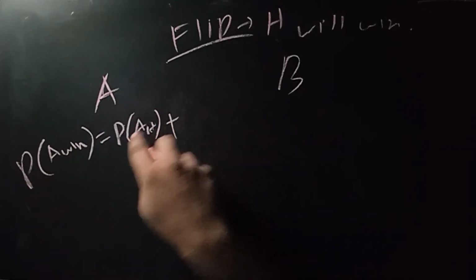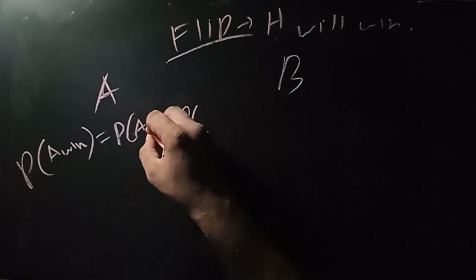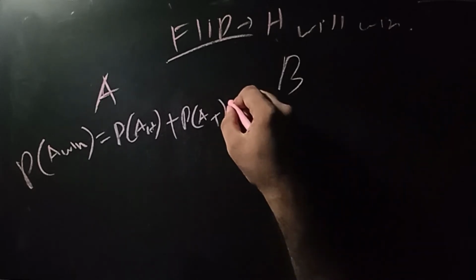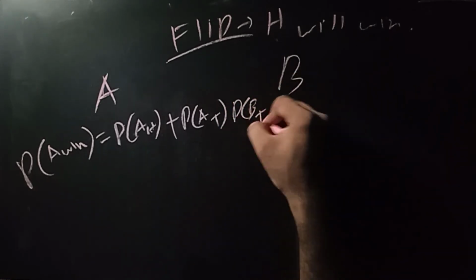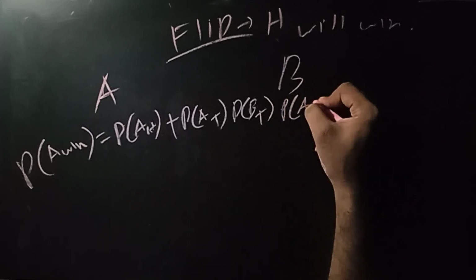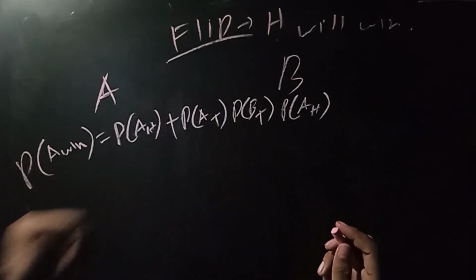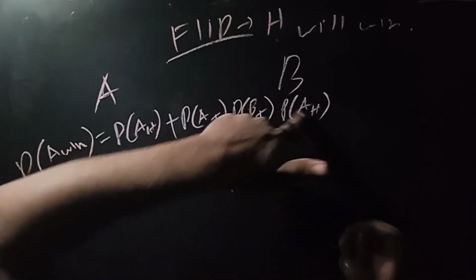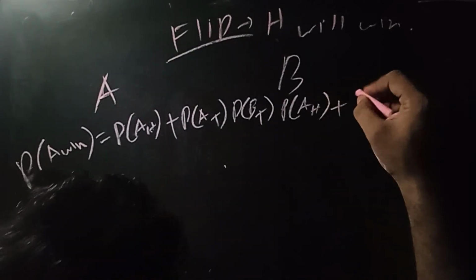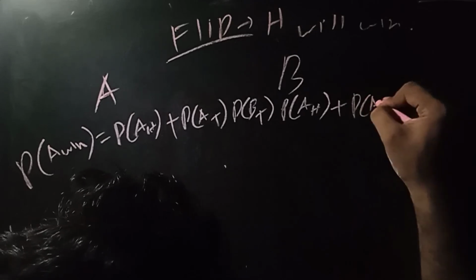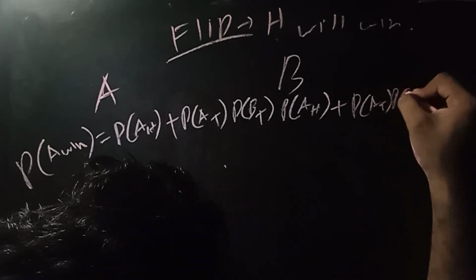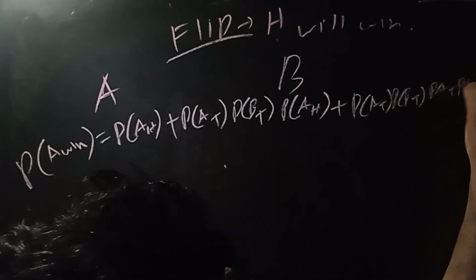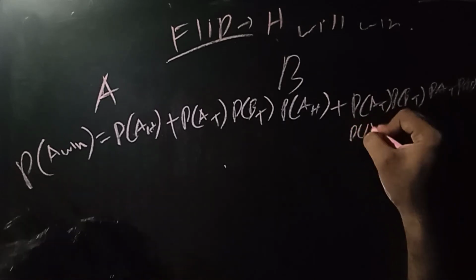If not, A gives tail, and B cannot win, so B has to give tail, and then probability of A giving H. Like the second case: first A flipped got tail, then B flipped got tail, then A flipped got head. Then similarly for the third case, probability of A T into probability of B T into probability of A T into probability of B T into probability of A H.